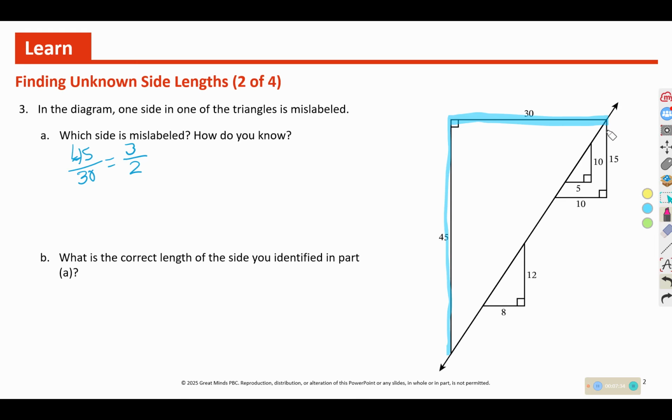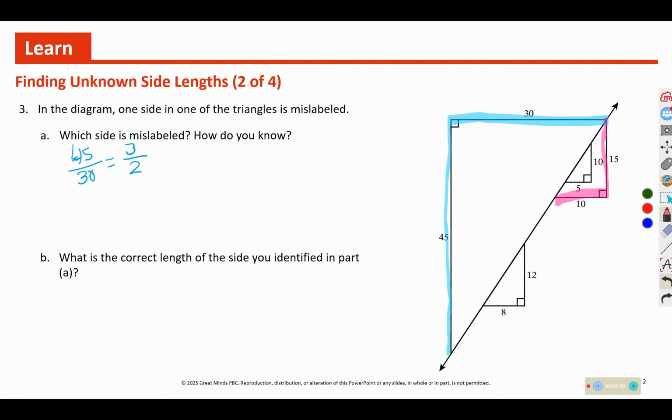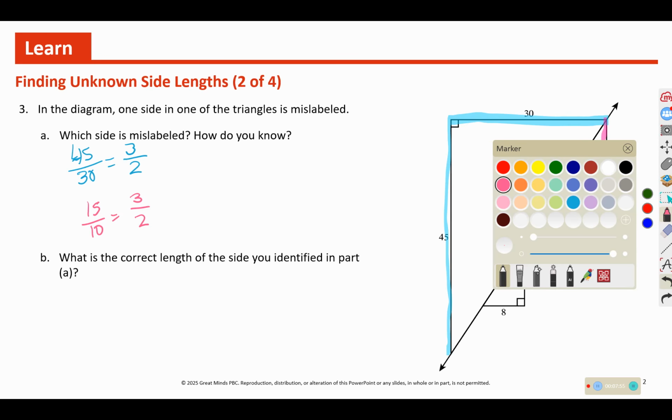How about this triangle? This height is 15 and its base is 10. Those are both multiples of 5. 5 times 3 makes 15, and 5 times 2 makes 10. So far, those both match.